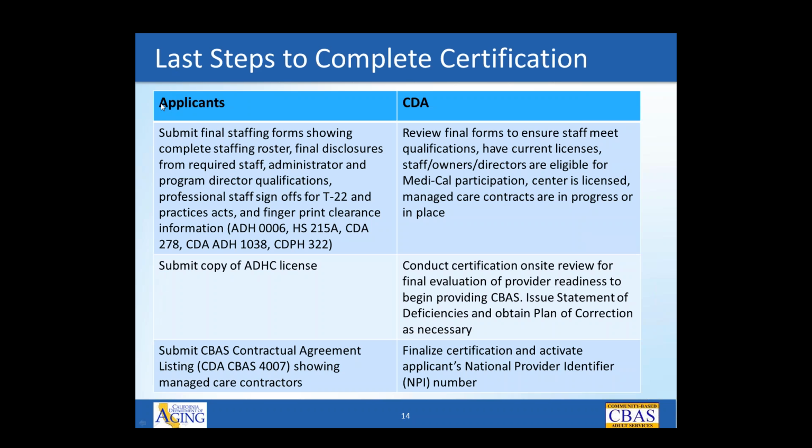So in this graphic, you see the applicant, that's you. This is where you're going to be submitting your final staffing form showing your complete staffing roster. So filling in all those positions because you've hired them now, you're getting ready to open your doors. You're going to give us the final staffing forms that show us who all those people are. Any final disclosures from the required staff, those are those HS 215A forms where you show us their involvement in the center and past other facilities and whatnot for our provider screening. The administrator and program director qualifications forms, so if you've hired them at the last minute and haven't previously provided them, this is when you're going to give them to us.